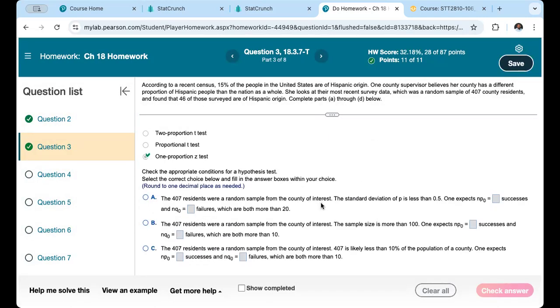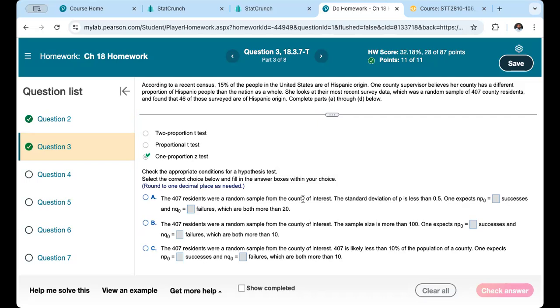Good. The next one says that we should check the appropriate conditions for a hypothesis test. All they are trying to do is for us to check the appropriate conditions for the one proportion Z test. I remember we learned about this in chapter 16, and on Monday we talked about it with the example of the DMV. You have to remember the four conditions. One, independence. Randomization. Less than 10% of the population. And then the success or failure condition, which means that n times p should be greater than 10, and n times q should be greater than 10. That is what they are trying to ask you here.